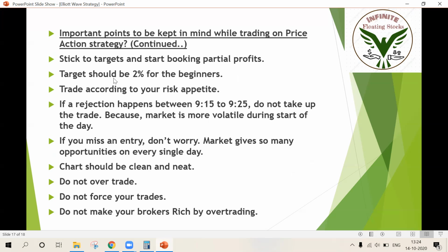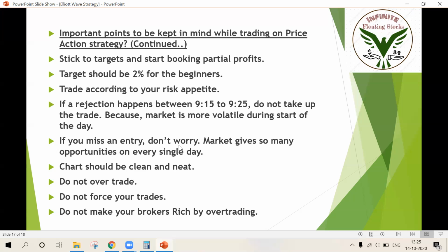The target should be 2% for beginners. Do not expect more. Don't go for greed. Trade according to your risk appetite. I'll be explaining about risk in later sessions. If the third rejection happens between 9:15 to 9:25, do not take the trade because the market is more volatile during the start of the day.